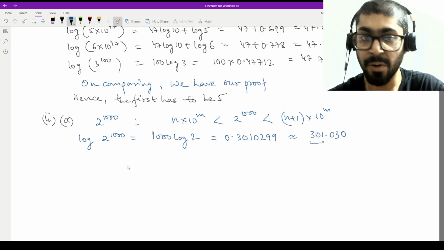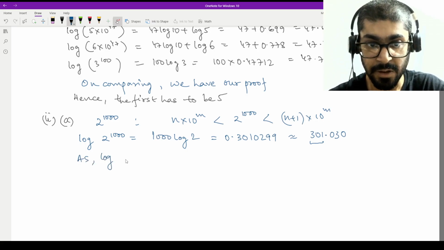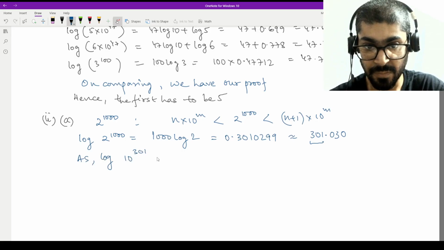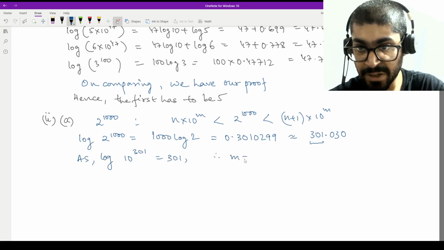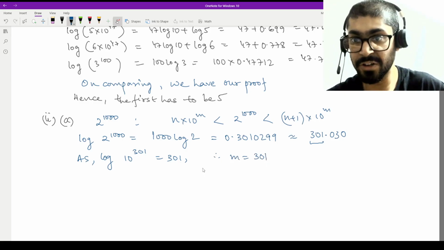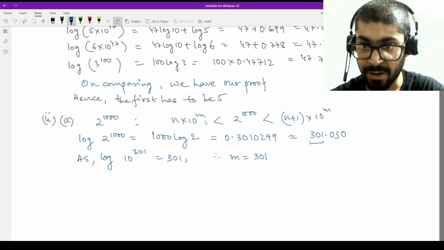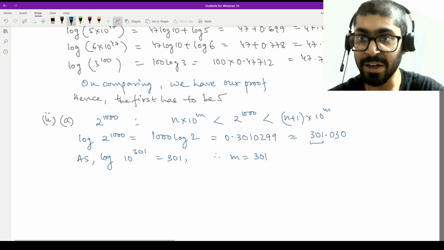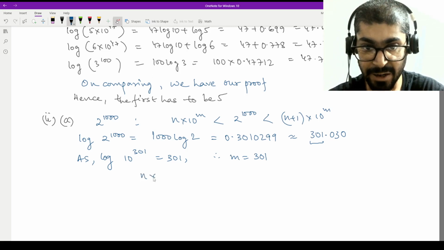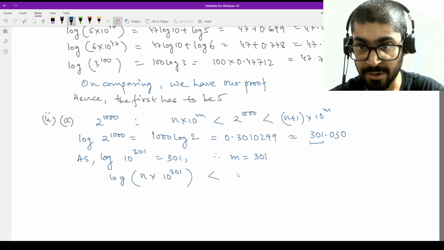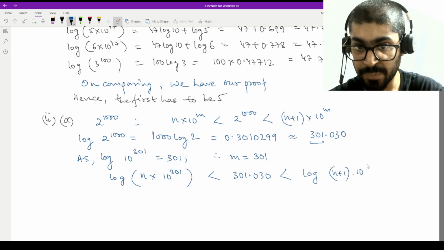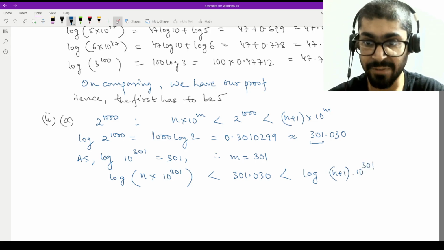Now how do we reach the value of 301 to be exact? I can take 10 to the power 301. Therefore our m will be 301. I hope you understood this. We have to first reach the whole number and then the decimal part. So m should be equal to 301. Now if m is 301, we need to find n. So we have n into 10 to the power 301 less than, this value, 301.030, less than log of n plus 1 into 10 to the power 301. We have calculated the value of m.